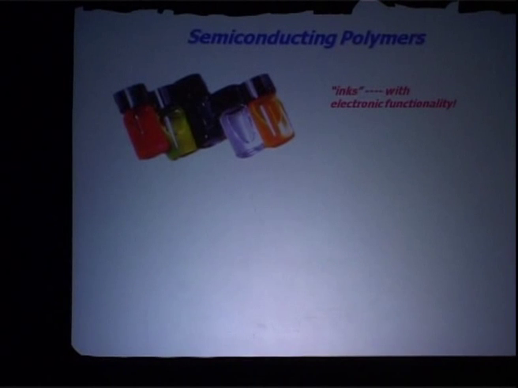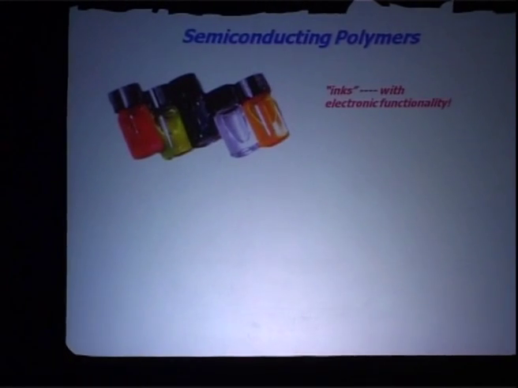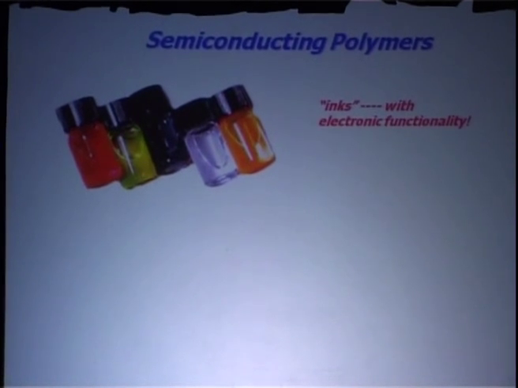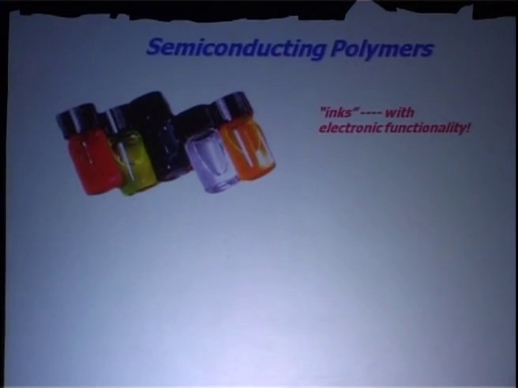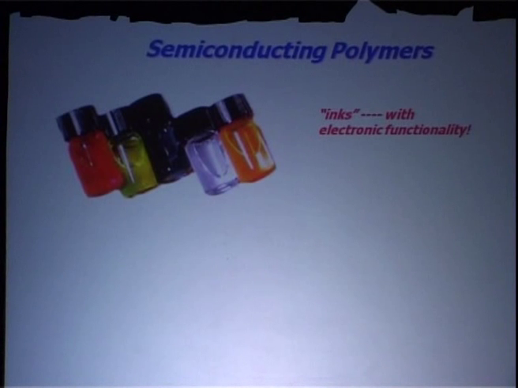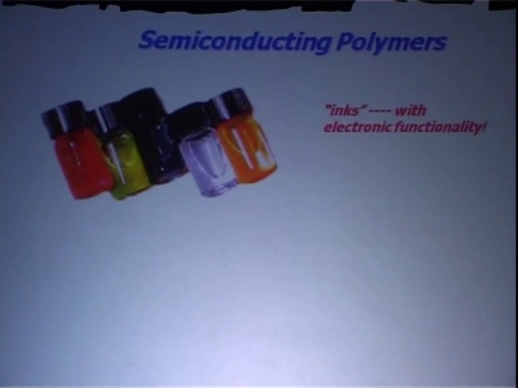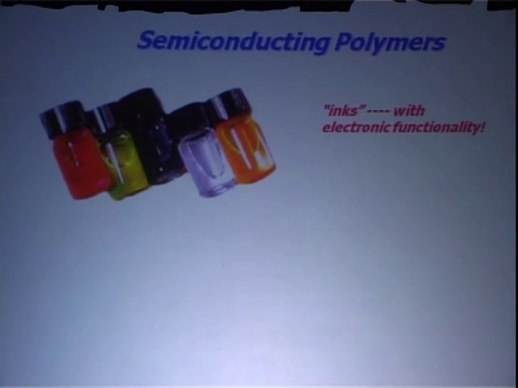So here's a very old image that I've shown many times. This is a photo of a number of different semiconducting polymers with different molecular structures. They have different colors because they have different energy gaps. If you just go back a few slides to the ones I was showing you, if you change the molecular structure, you can change the energy gap.